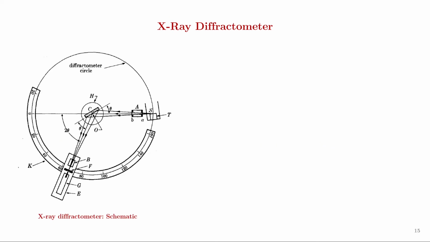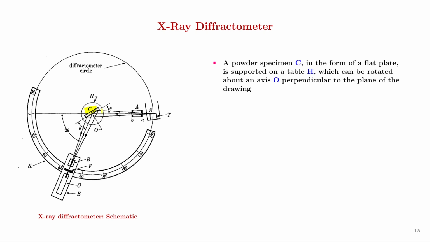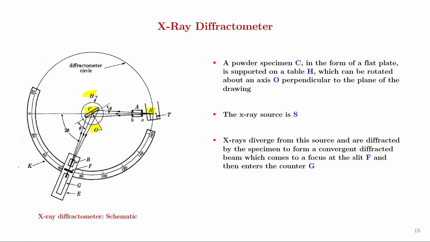This figure shows the schematic of an X-ray diffractometer. A powder specimen C in the form of a flat plate is supported on a table H, which can be rotated about an axis O perpendicular to the plane of the drawing. The X-ray source is S. X-rays diverge from this source and are diffracted by the specimen to form a convergent diffracted beam which comes to a focus at the slit F and then enters the counter G.